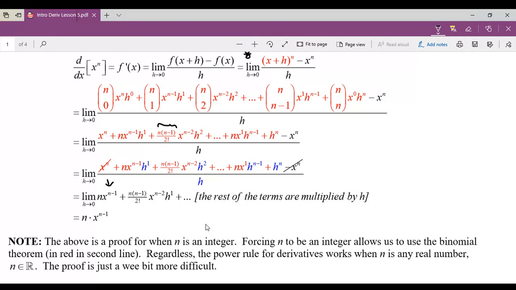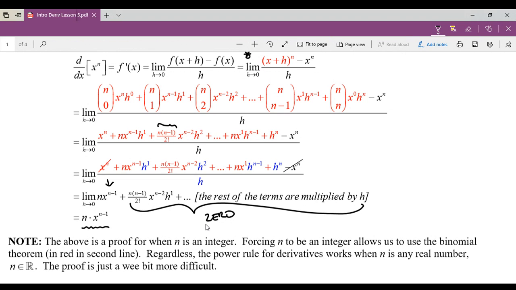Now, all of the other terms, guys, are going to have an h in them. This one will have one h, the next term will have an h squared, and so on and so forth. Well, remember what you're doing here. You're taking the limit as h goes to 0. So all of these other terms will be multiplied by 0. So they are gone, and you're just left with this. Holy cow. That's the proof that the derivative of x to the n is in fact just n x to the n minus 1.